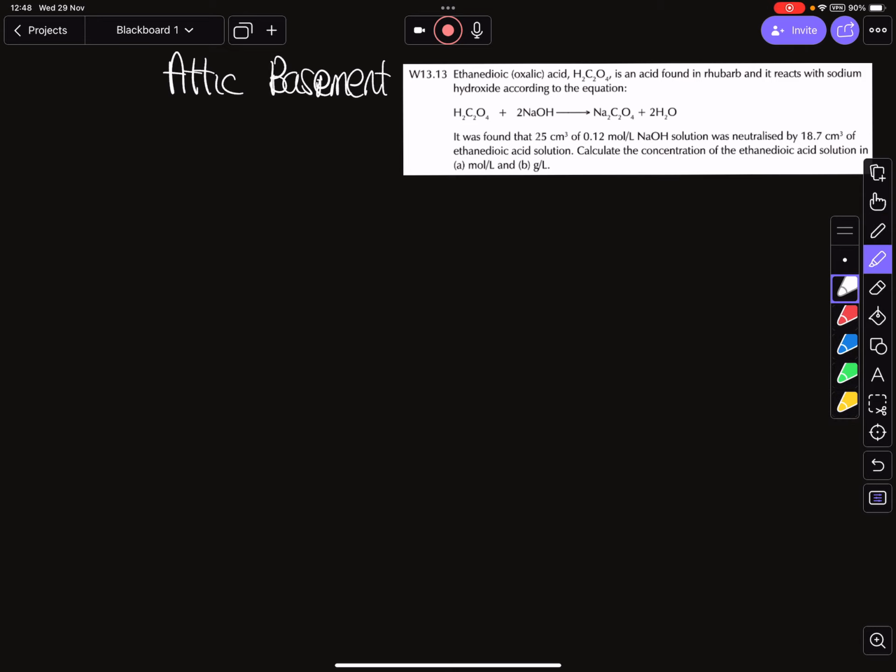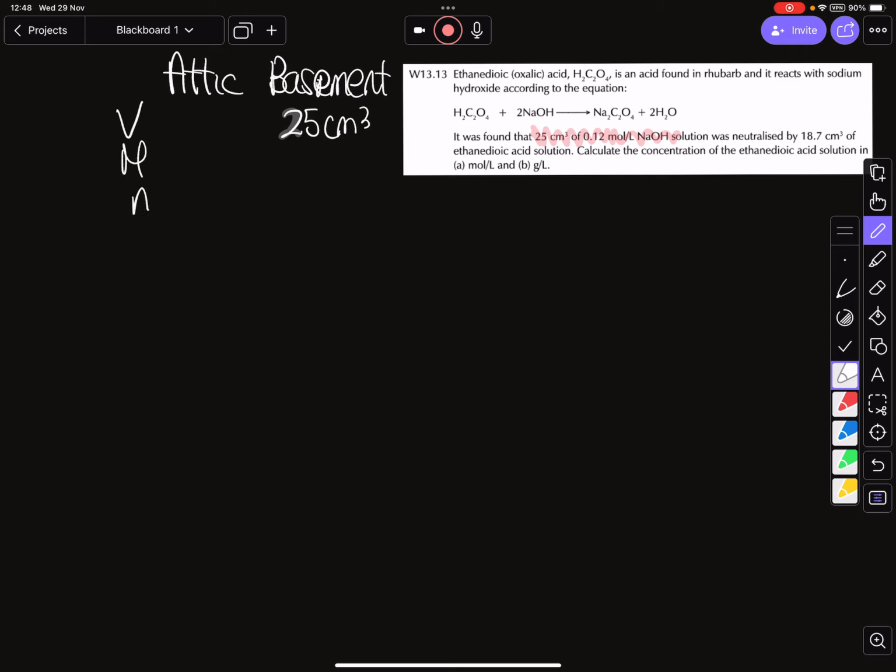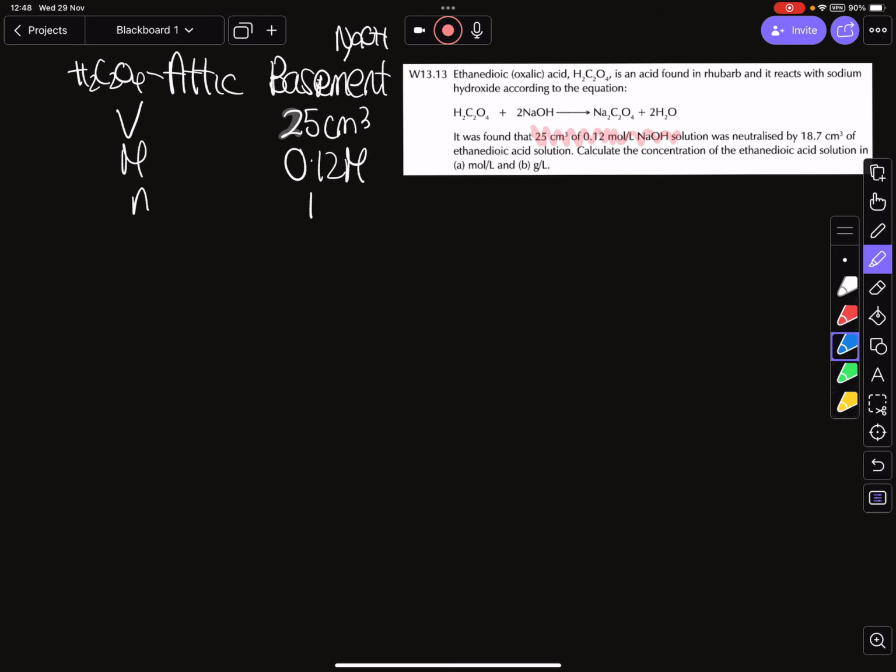So the first thing when we get scanned through in terms of numbers is this. Because the 25 is a whole number, that has been pipetted, that is going in to my basement. So I'm going to have 25 centimeters cubed here for my V, my M, my N. My M is going to be 0.12 big M, and the ratio of NaOH is 1. So if you want to label these up, this is your NaOH. This has to be our ethane dioic acid, so H2C2O4.